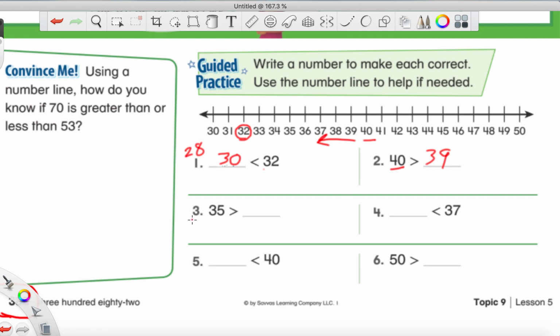So now go ahead and try number 3 on your own. The first thing we're going to do is we are working with the number 35. So we go up here and find the number 35. And they're saying 35 is greater than the other number. So what number could we write to make this number sentence true?